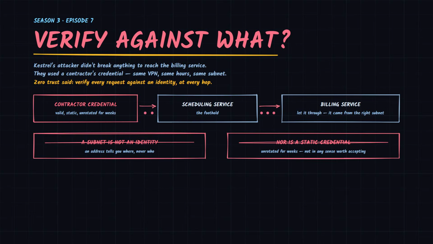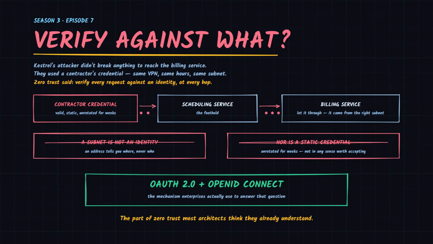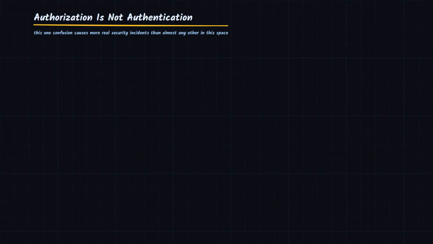This episode, and the arc it opens, is about the actual mechanism enterprises use to answer that question for real people and real services requesting real things. OAuth 2.0 and the identity layer built on top of it, OpenID Connect. Get comfortable, because this is the part of Zero Trust that most architects think they already understand, and mostly don't.